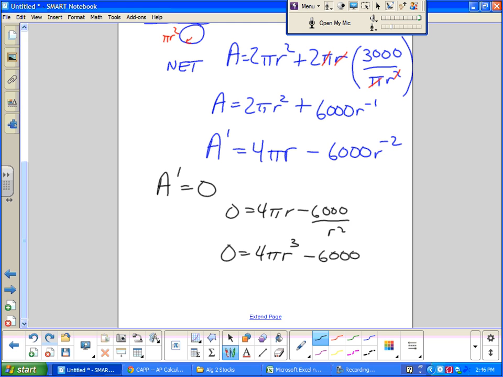And this is the type of answers you guys hate, because this is going to be the answer. Move 6,000 to the other side, divide by 4 pi, and I still have to do what? Take the cube root. So r is equivalent to the cube root of 6,000 divided by 4 pi, if I leave an exact answer.